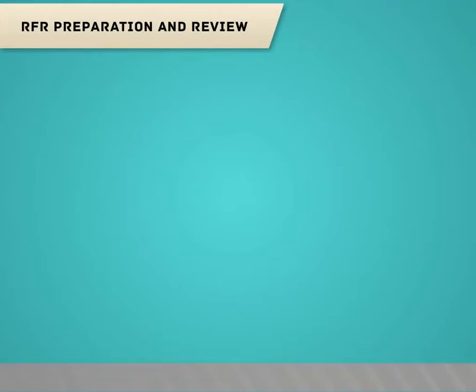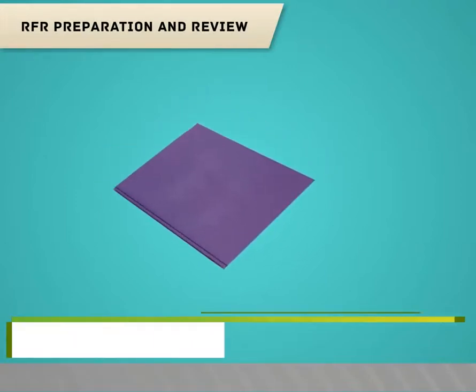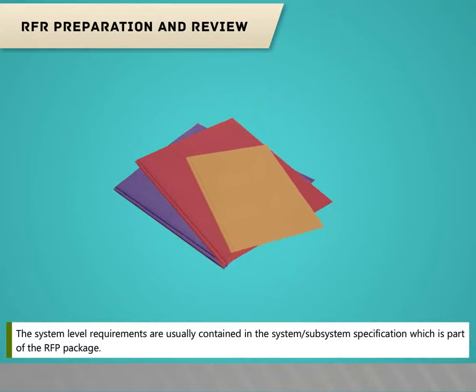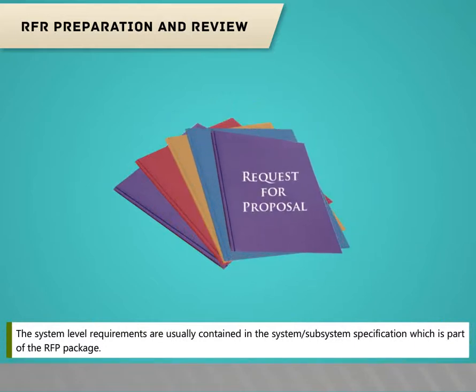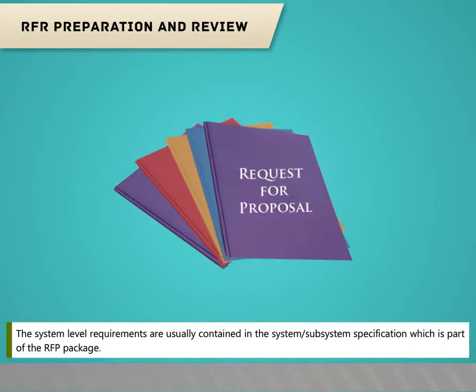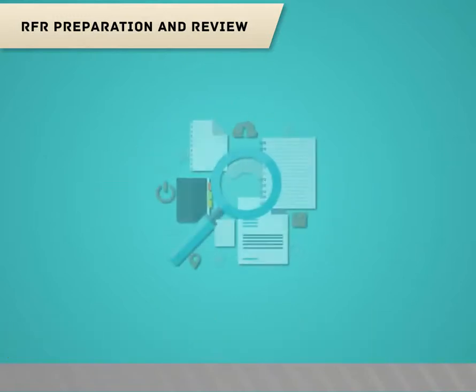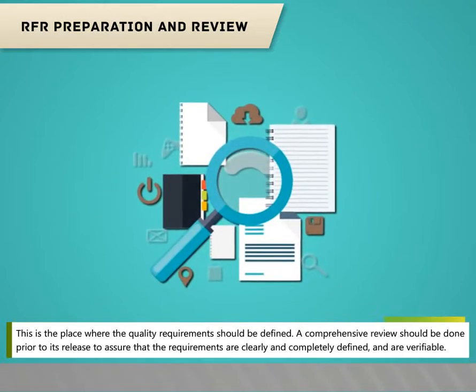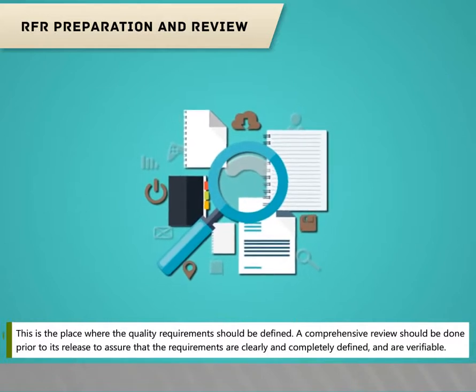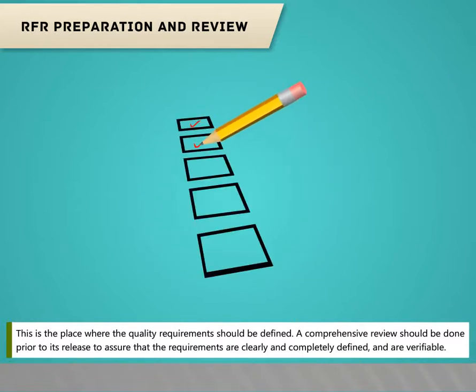RFP preparation and review. The system-level requirements are usually contained in the system or subsystem specification, which is part of the RFP package. This is the place where the quality requirements should be defined. A comprehensive review should be done prior to its release to assure that the requirements are clearly and completely defined and are verifiable.